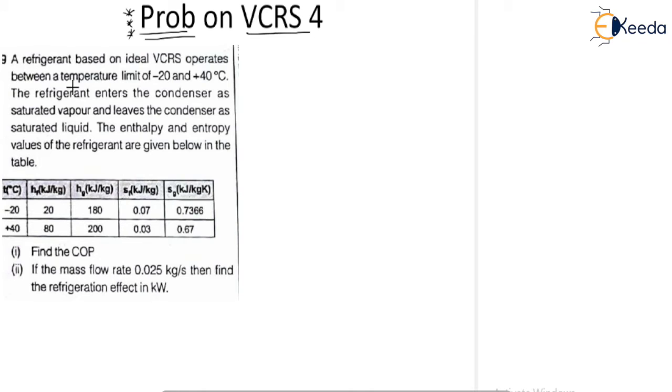Now, this question is very important over the VCRS system. Let's read. A refrigerant based on an ideal VCRS operates between a temperature limit of -20 and +40 degrees Celsius. So first of all, you need to plot this temperature difference over the TS scale.